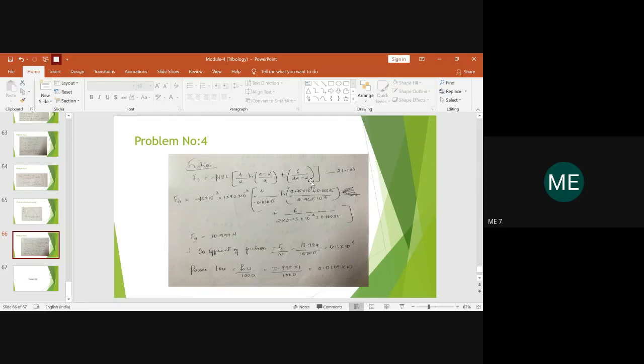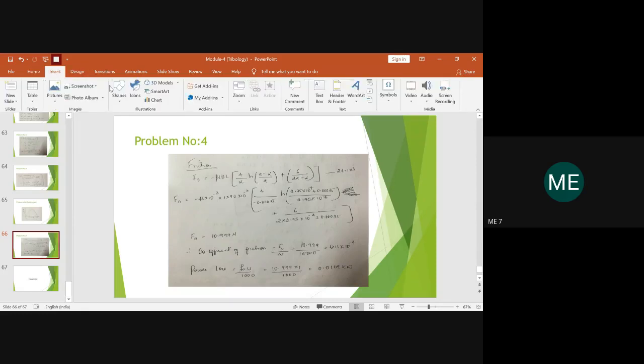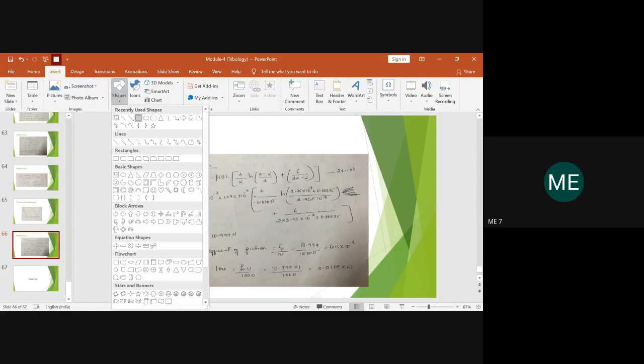So now all the values are known. You know the value of the coefficient of friction, the value of U, the value of L, right? And then the A and alpha values are also known. So kindly substitute all the values and please let me know what value you get.